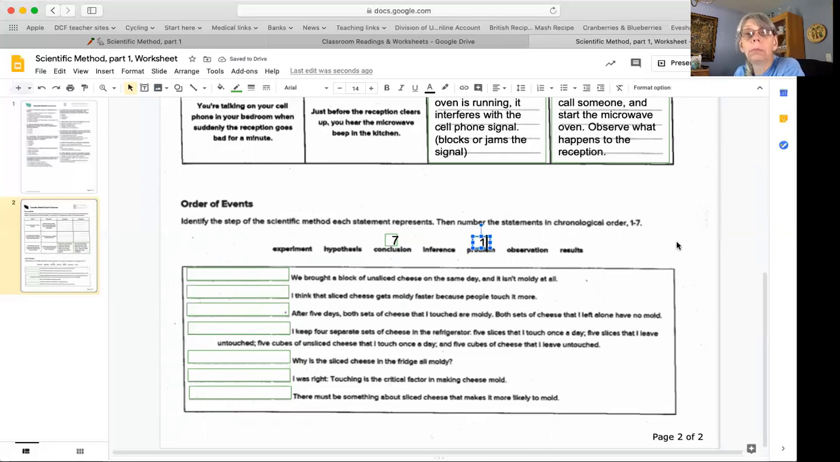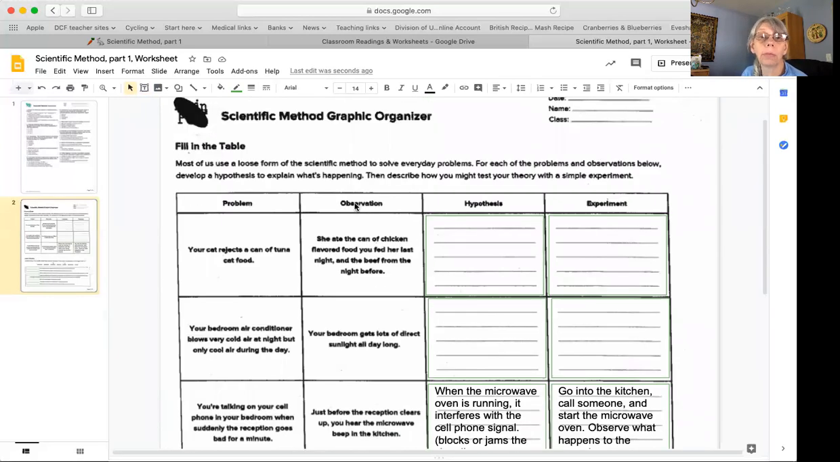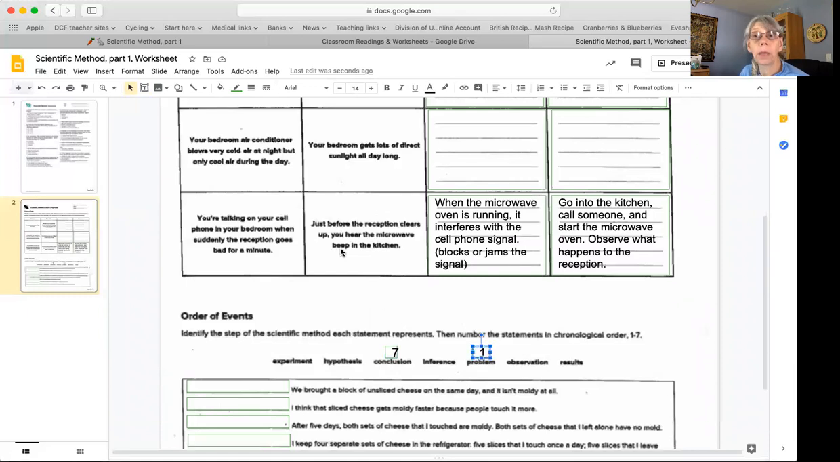Okay? That's where we start with the problem. Okay. Then, all right, we go to our observation. Something we talked about that you perceive. So you have a problem, and then you notice something that might be related to it. Okay, to help you figure it out. So that'll be step 2.